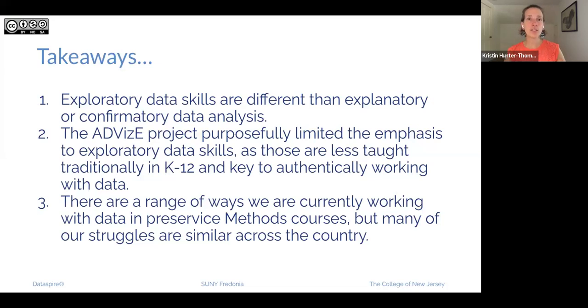So, some takeaways. Exploratory data skills are different than explanatory or confirmatory data analysis, and we need to teach both. The ADVizE project purposefully limited the emphasis to exploratory data skills. As I've said, they're less taught traditionally in K-12, and they're a key component to authentically working with data. So we decided to work on that area and see if it could shift the needle for pre-service teachers broadly in working with and making sense of data.